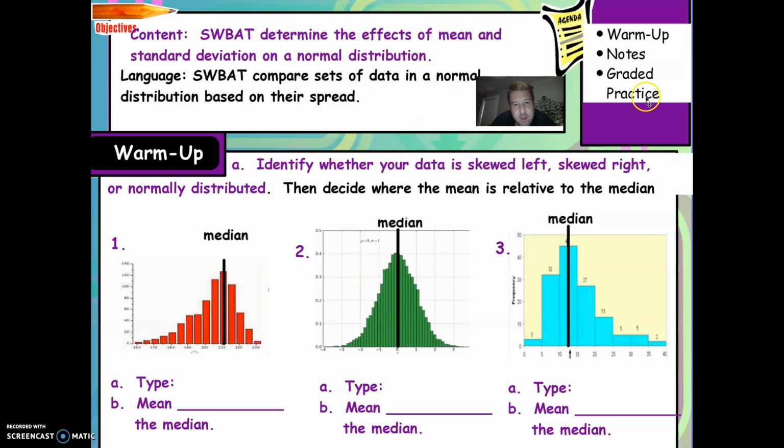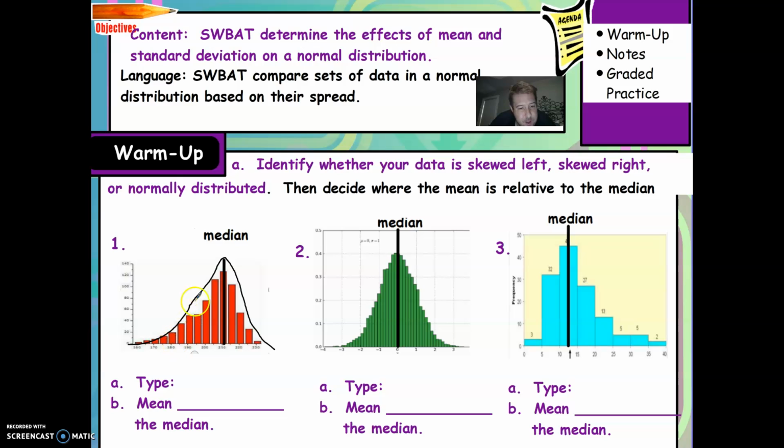So we are determining the effects of mean and standard deviation on a normal distribution, which gets us towards looking at the empirical rule. So this is left skewed, and you can tell based upon what I talked about in the last video that the tail is going to the left, which means that the mean is going to be less than the median.